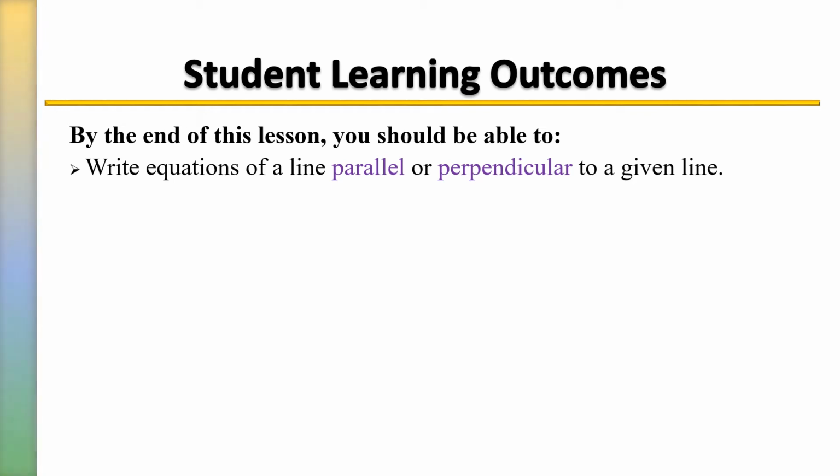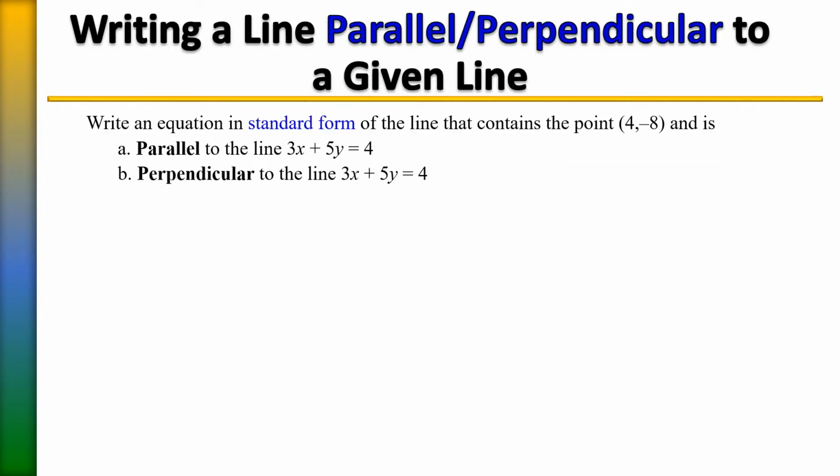By the end of this lesson, you should be able to write equations of a line parallel or perpendicular to a given line. In this example, we're asked to write an equation in standard form of the line that contains the point (4, -8), and is parallel to the given line 3x plus 5y equals 4, and perpendicular to the given line 3x plus 5y equals 4.